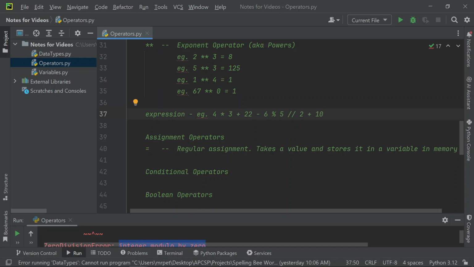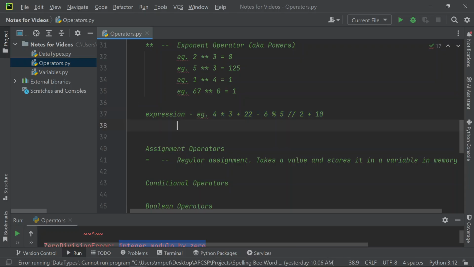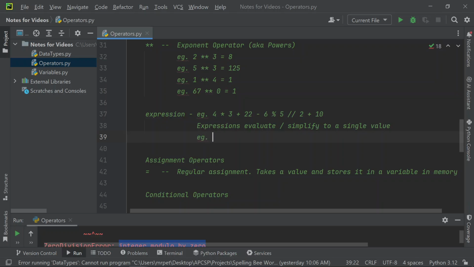There we go. We're using a bunch of our operators here. This is an expression. So anytime that you have more than a single number, you typically call it an expression. And the key with expressions is that expressions evaluate or simplify to a single value. That's what an expression is. So for this example, we should be able to simplify this to one value.